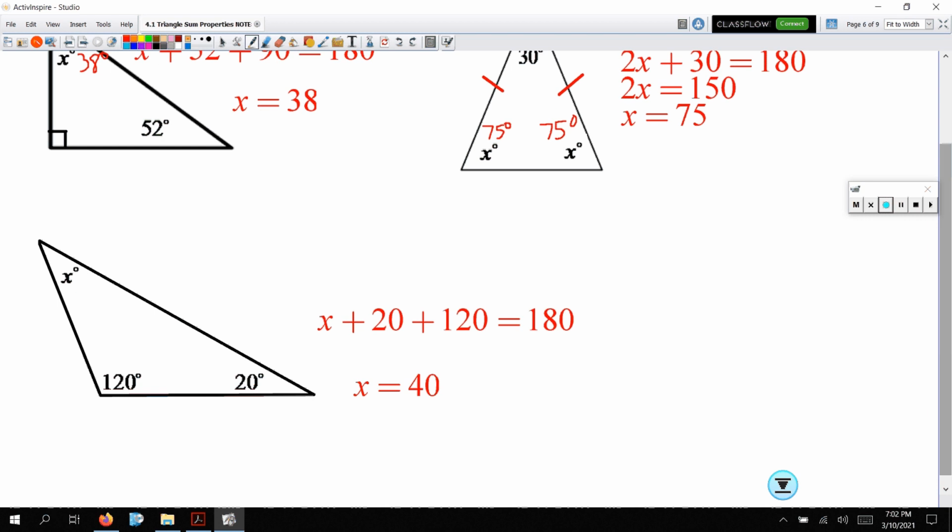All right, and here I have an obtuse angle in the bottom. Same thing goes. The interior sum is 180 degrees. X plus 20 plus 120 equals 180. X equals 40 degrees. Okay, interior sum of any triangle is 180 degrees.